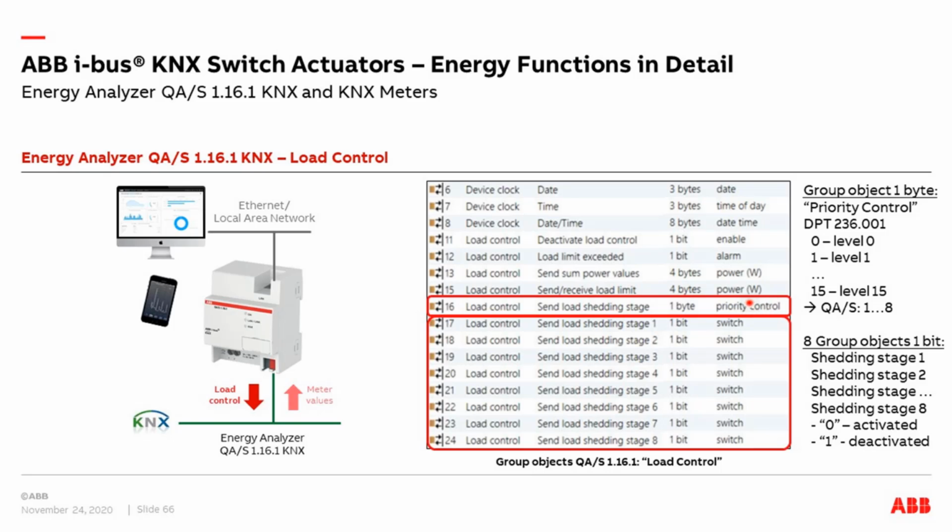Now when everything's okay, if our power is below our limit, then this object has the value 0. And if the power value exceeds our limit, then this is the value 1, 2, 3 or higher. Another possibility is to use these shedding stages as 1 bit informations when we work together with the fan coil actuator, for example, or other devices which cannot listen to this priority. So then we get, for example, up to 8 1-bit objects.